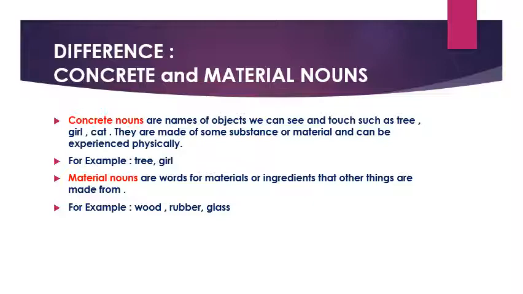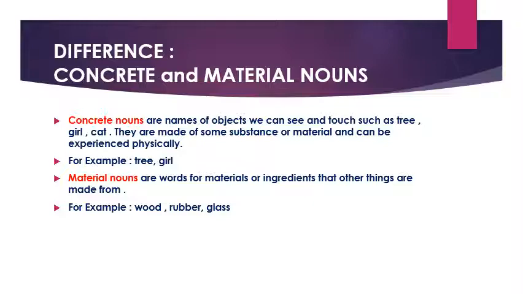Material nouns. Material nouns are the words for materials or ingredients that other things are made from. Here you can see the difference. The things made from means if we say furniture, furniture is a concrete noun, but if we say wood, then wood will be the material noun because furniture is made up of wood.